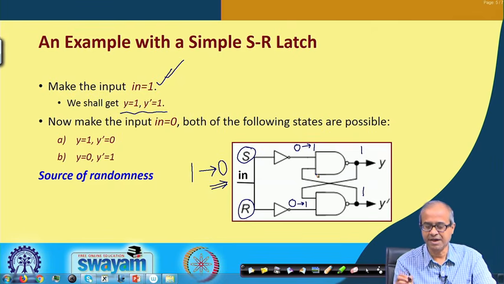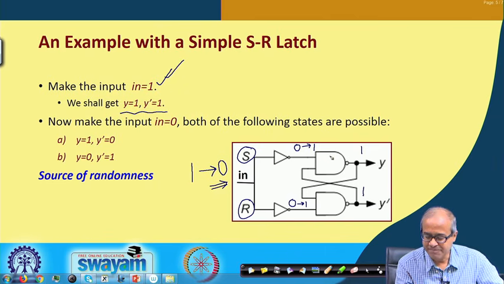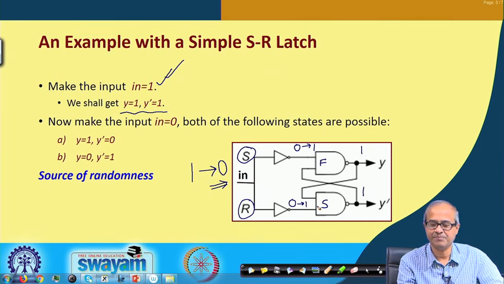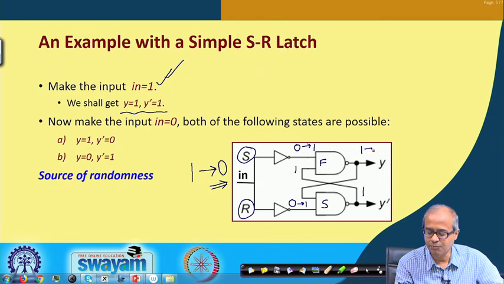Now, here something happens. You see, these are two gates, and two gates fabricated in the chip can never be exactly identical. Suppose this gate is a little faster, let us call it F, and this gate is a little slower, let us call it S. Faster means that when both inputs are 1 and 1, the NAND output is 0. So this output will change to 0 first, because this gate is faster.